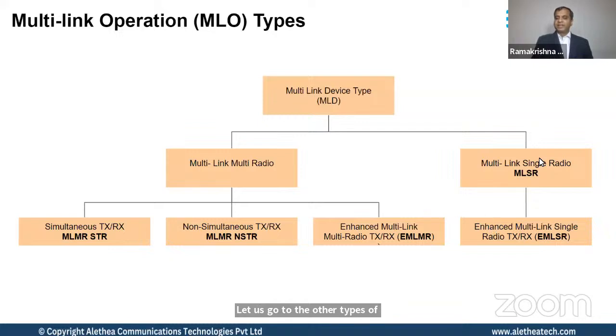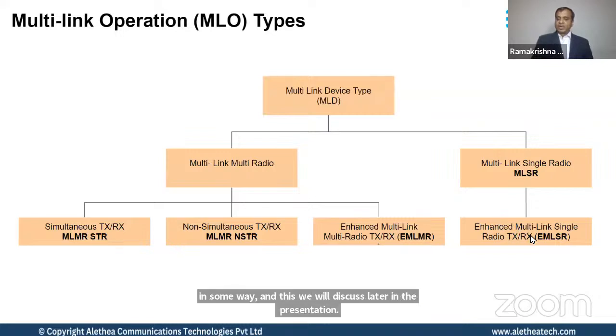So we have the simplest form of MLO, which is called multi-link single radio, MLSR. Most of the devices would actually be MLSR. This is a very simple device. It has only one radio and it switches between each of the channels or links in some way. And this we will discuss later in the presentation.